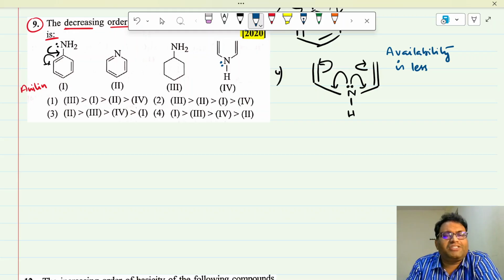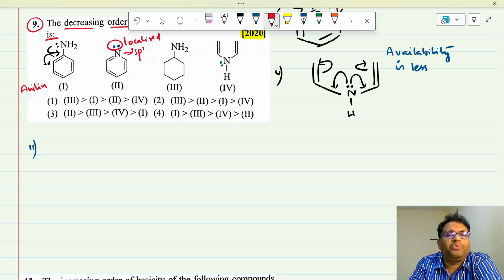Okay. Next, coming to second option, already we have studied that this is pyridine molecule. This pair of electrons and the adjacent pi bond are perpendicular to each other. So this pair of electrons on this nitrogen are not involved in resonance. So we can say that these are localized, but they are present on sp2 nitrogen.